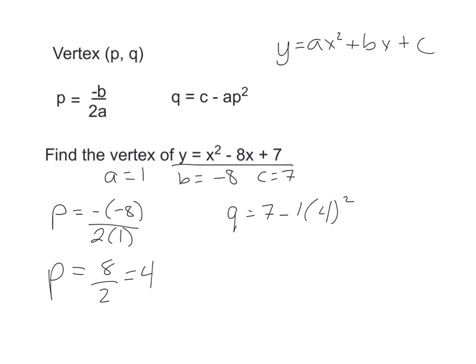And that works out to negative 9. 7 minus 16, negative 9. Which means for this quadratic, y equals x squared minus 8x plus 7, the vertex is at 4 and negative 9. So that's one way to find the vertex. If you want to use this method, you have to memorize these two little formulas here, the p formula and the q formula.